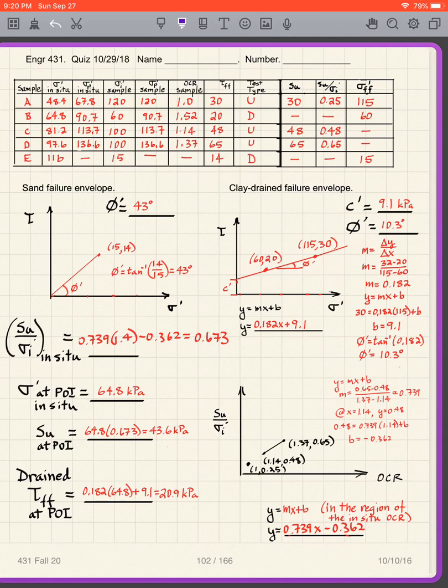And so 1.37 is pretty close to 1.4. So I'm not interested in this region over here, so I'm not going to write the equation of the line there. In other words, it looks like a completely straight line, but it's not necessarily a completely straight line, so usually we draw a little bit at a time here. But 1.37 is so close to 1.4, I want this line right there. So I take these 2 points and I draw a straight line between them. And I'm not going to go through it. I would do y equals mx plus b. For those 2 points, I get y equals mx plus b. And that's in the region of the in situ OCR. So that's what I want.